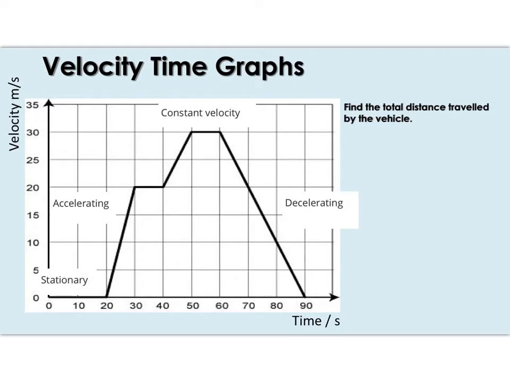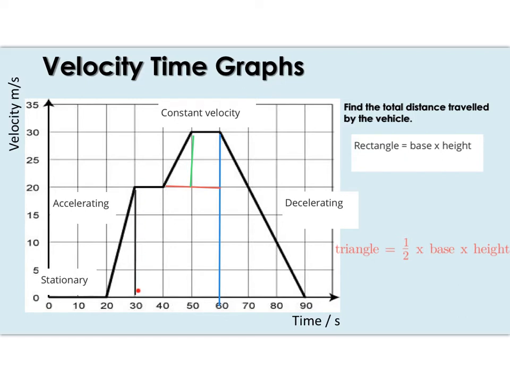The next part I would like to look at here is how to calculate the distance travelled by the vehicle. If you remember from the previous slide, we said the distance travelled by the vehicle is the area under the graph. So to work out the area under the graph, we're going to have to split this graph into different shapes so we can calculate the total area under the graph. So now split the shape up into different easy to use shapes.